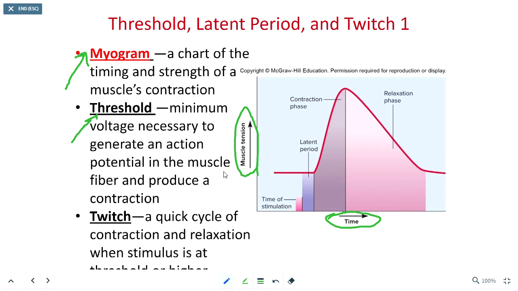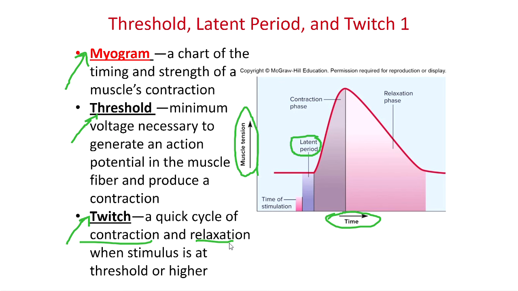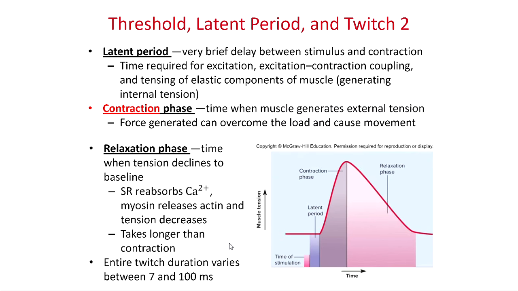And it takes time for that electrical signal to travel across the surface of the muscle cell, and then for the calcium ions to move through the inside of the cell, and then for the actin and myosin to go through the cross-bridge cycles. So there's going to be a little bit of a lag period before we have a twitch, which is just a quick contraction and then relaxation of our muscle when the stimulus is at or higher than threshold.